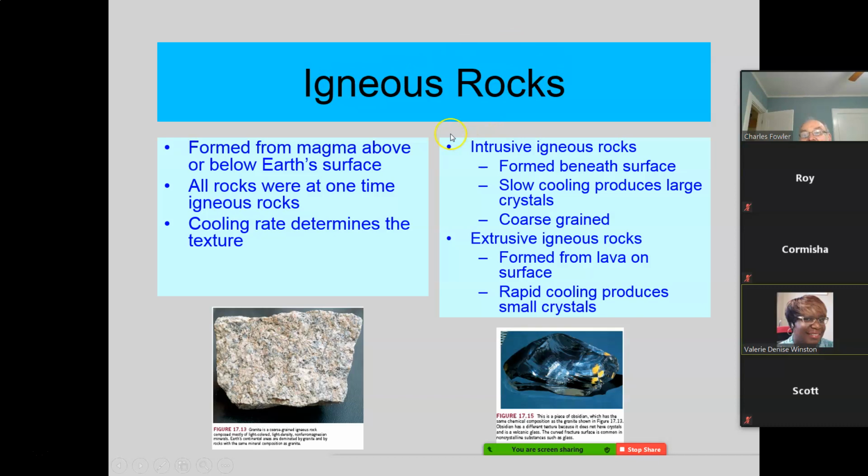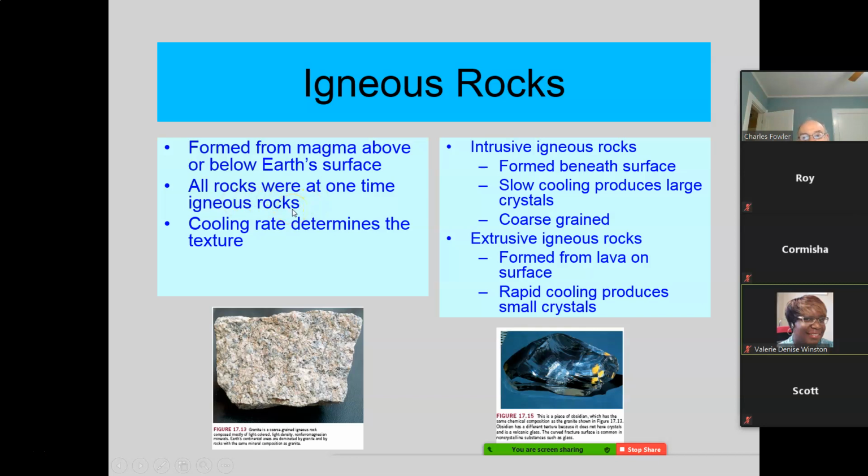Think of a volcano. Lava, exactly. Or below the Earth's surface, and then it's just called magma. If it formed from magma, it's an igneous rock. All rocks were at one time igneous rock.